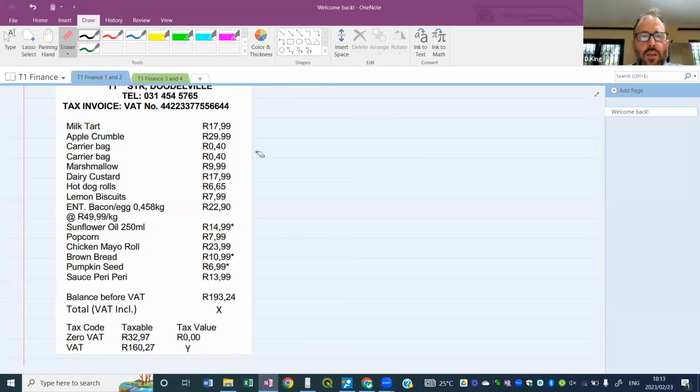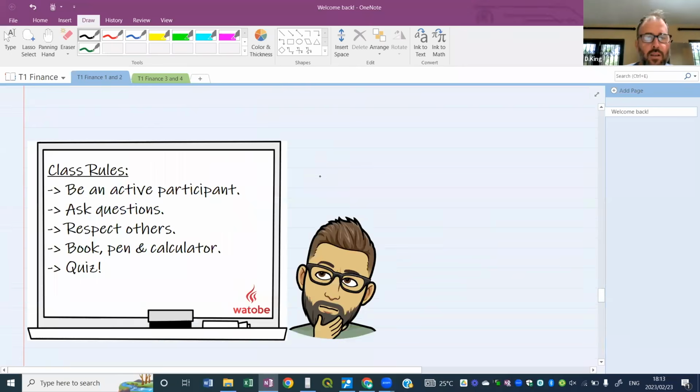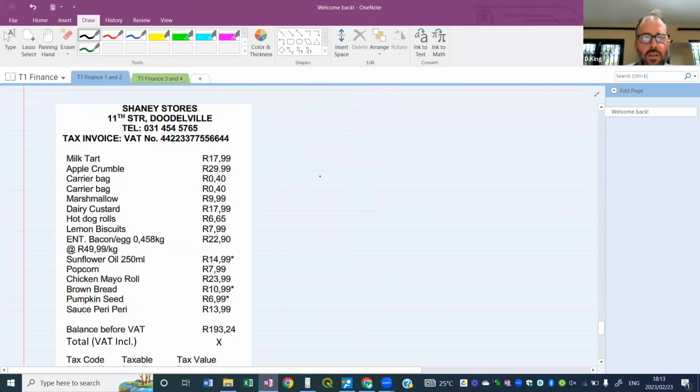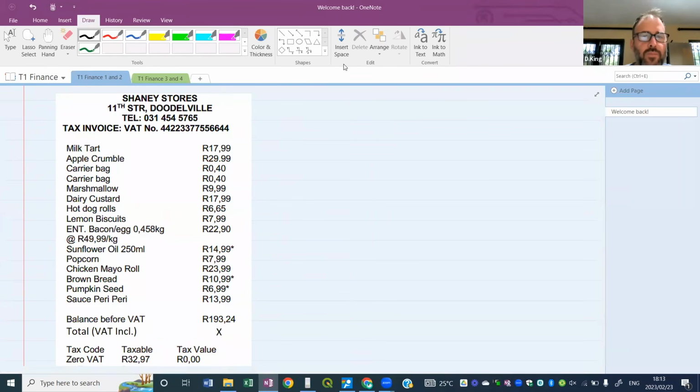Every single store that is VAT registered should be printing out one of these for you. On this invoice is a lot of information. We've got all the items under the description, and then we have the rand value of these items over here as well. We can see that this shop is registered for VAT because they've got a VAT number there at the top, 44223377556644. It's all made up, and this shop has to charge VAT on their products like most shops do.